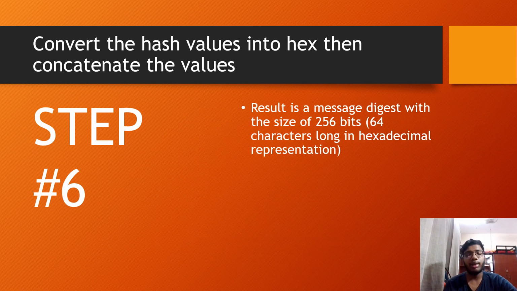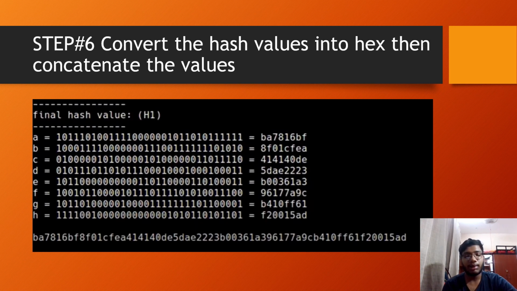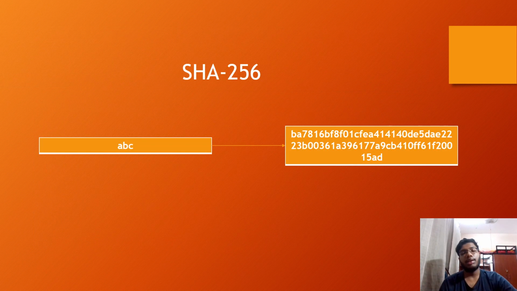Finally, we are now at the final step of the algorithm. Once all of the blocks are compressed, the final hash values are each converted into their hexadecimal representation and finally concatenated together to form the final message digest that is 256 bits long or 64 characters long in hexadecimal representation. We have 8 hash values times 32 bits, which is equal to 256 bits, confirming that the final message digest has a total of 256 bits. And there we have finally converted our input ABC into a hash value using SHA-256.